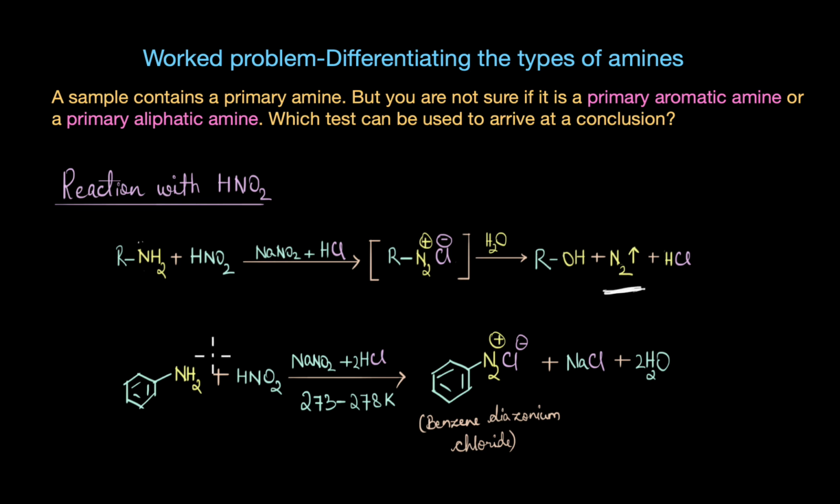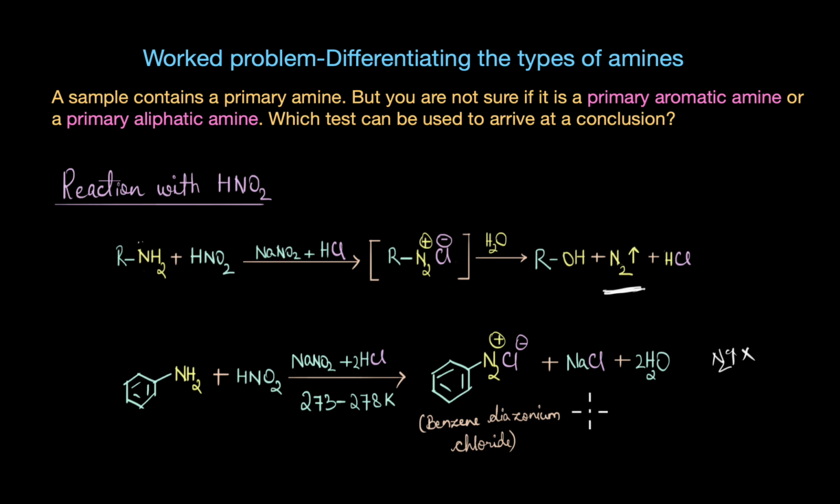And what about aromatic amine? Primary aromatic amines react with nitrous acid at low temperature to form benzene diazonium chloride, which is stable. It does not immediately decompose as we see in the case of primary aliphatic amine, especially when it is carried out at low temperatures. So here there is no evolution of nitrogen gas bubbles. It doesn't take place here.